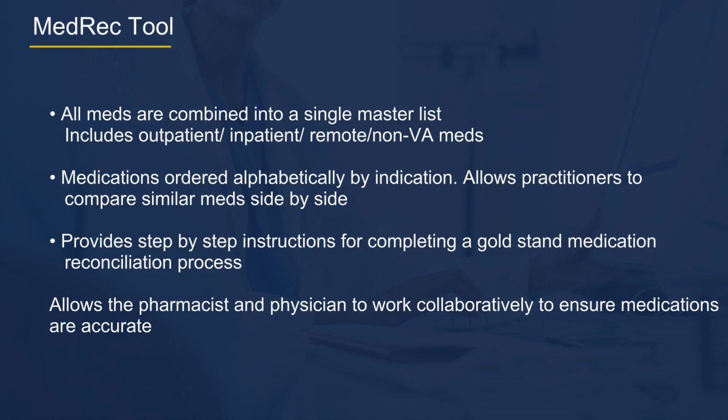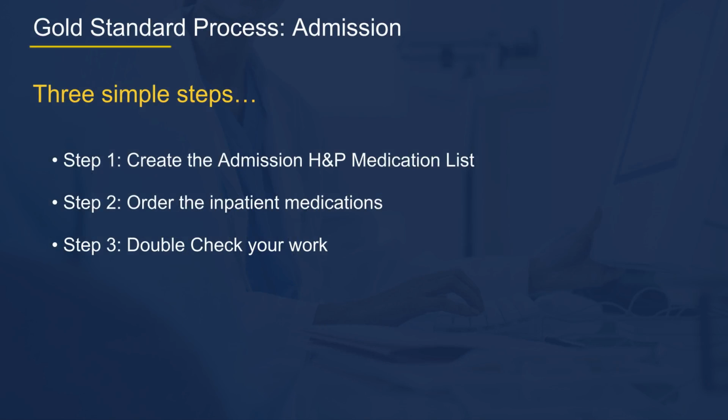In the next few slides, we will show you how to utilize the tool to perform a gold standard medication history at admission, and how the tool can be used by the physician and pharmacist to work collaboratively to ensure medications are accurate at admission. To complete a gold standard medication reconciliation at admission, there are three basic steps. First, you create the best possible pre-admission medication list. Second, you order your inpatient medications. And finally, you double-check your work.